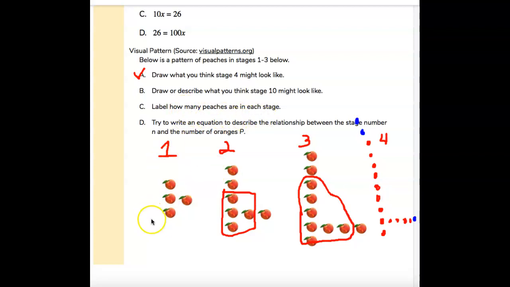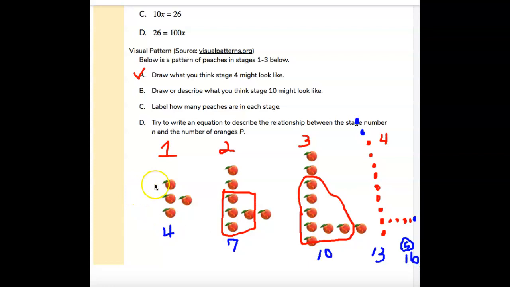Label how many peaches there are in each stage. Here there's 4. Here there's 7. Here there's 10. And how many did we have here? 11, 12, 13, 14, 15, 16. Is that right? Let me recount. Oh, my goodness sakes. Stage 5 was the blue. I hope I'm not confusing you. Stage 5 is 16.